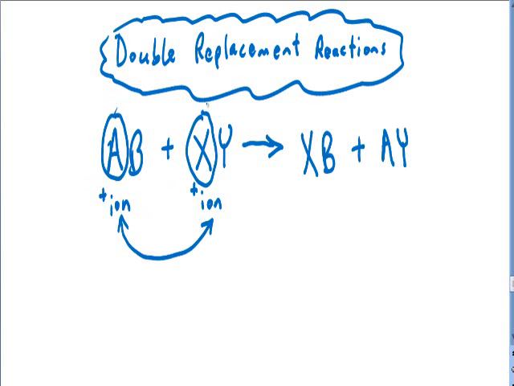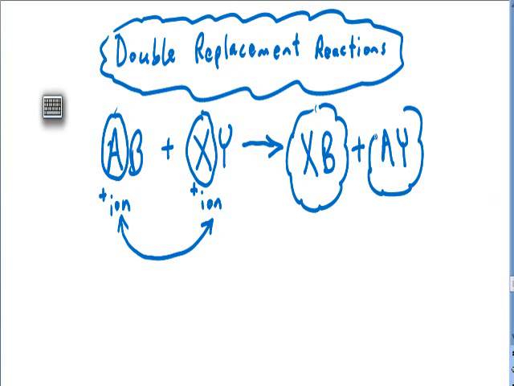The resulting compounds that we form as we trade partners would be the positive ion X is now matched with the negative ion B, and the positive ion A has now traded and is matched with the negative ion Y to form our new compounds.